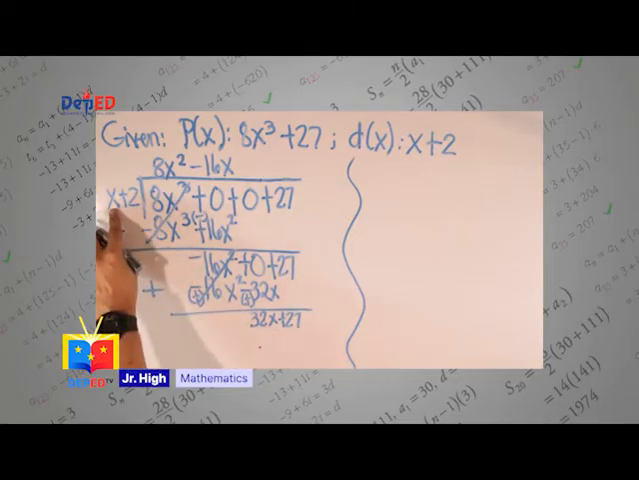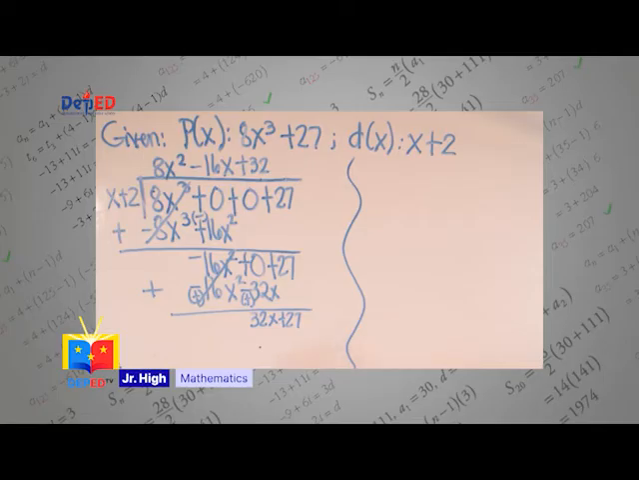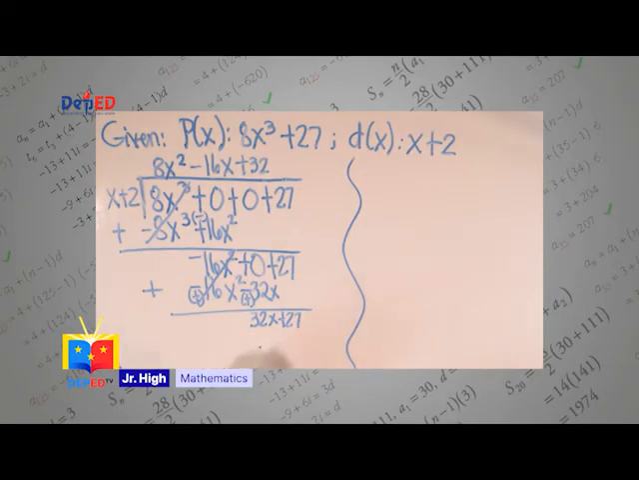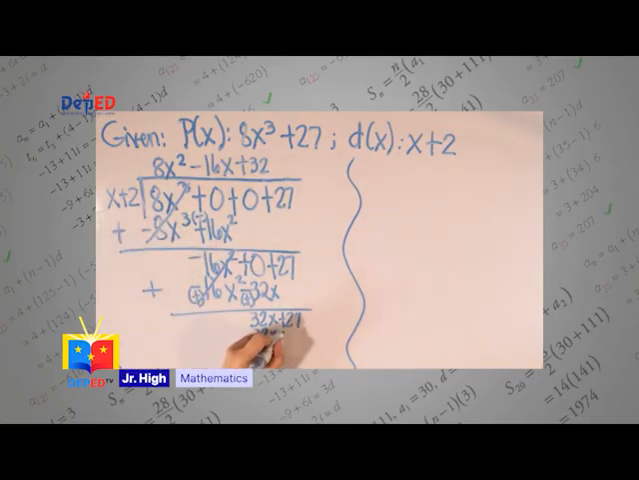32x divided by x is equal to, all right, positive 32. 32 times x is equal to, all right, positive 32x. And 32 times 2, all right, that is positive 64. Subtract, change the sign of your subtrahend to its opposite. So positive 64 will become negative 64, and 32x will become negative 32x. And let's proceed to addition rules. 32x plus negative 32x is 0. Let's cancel this one.